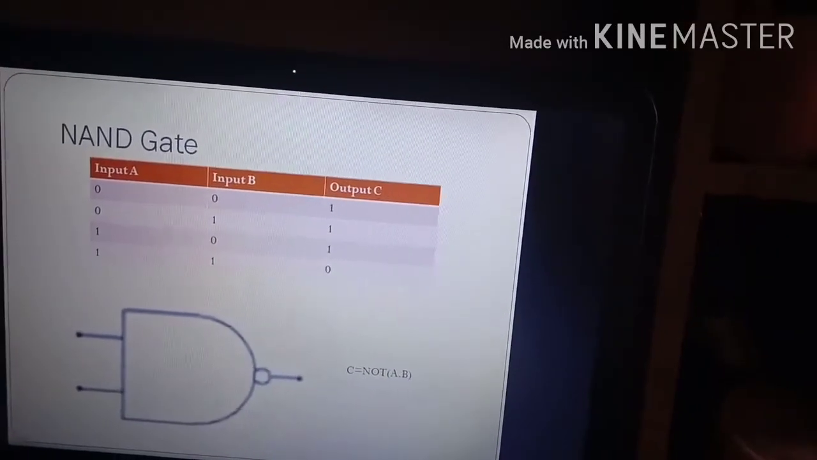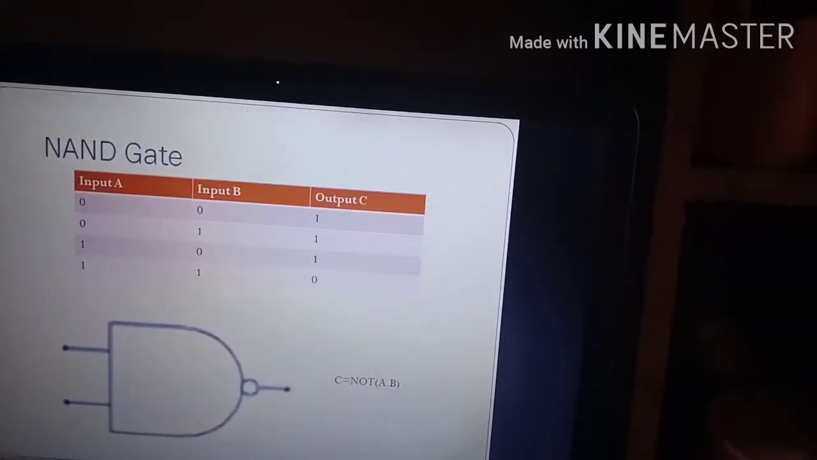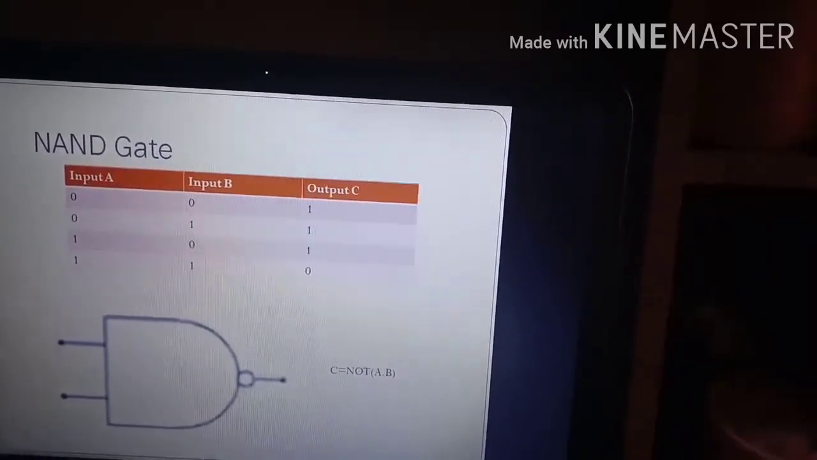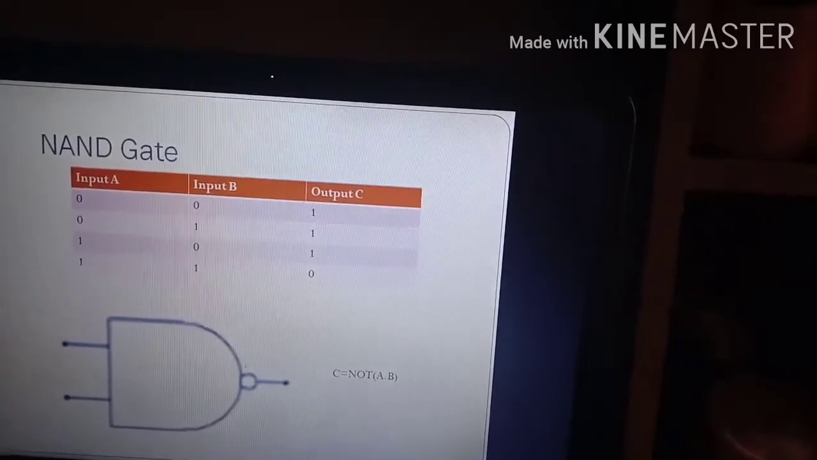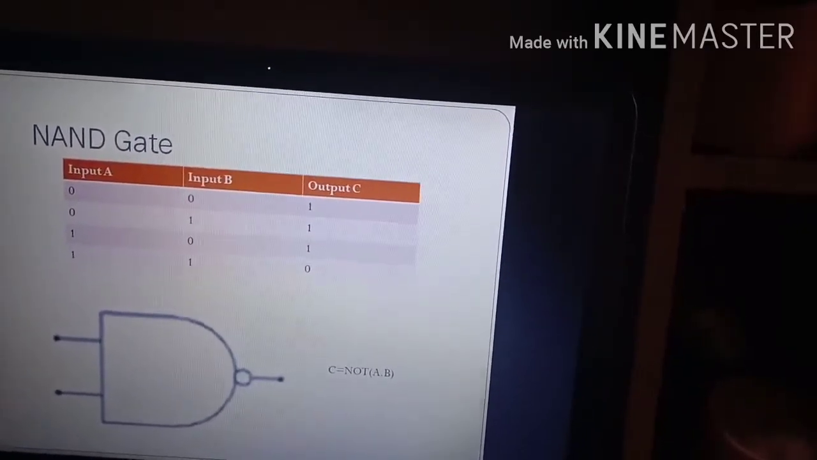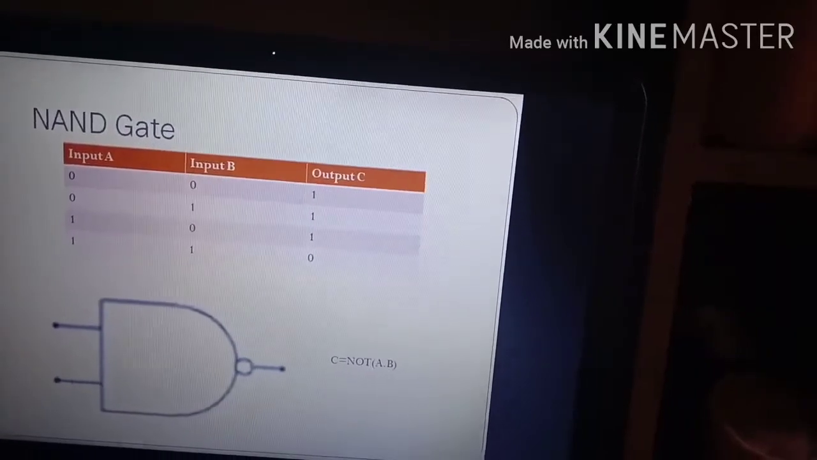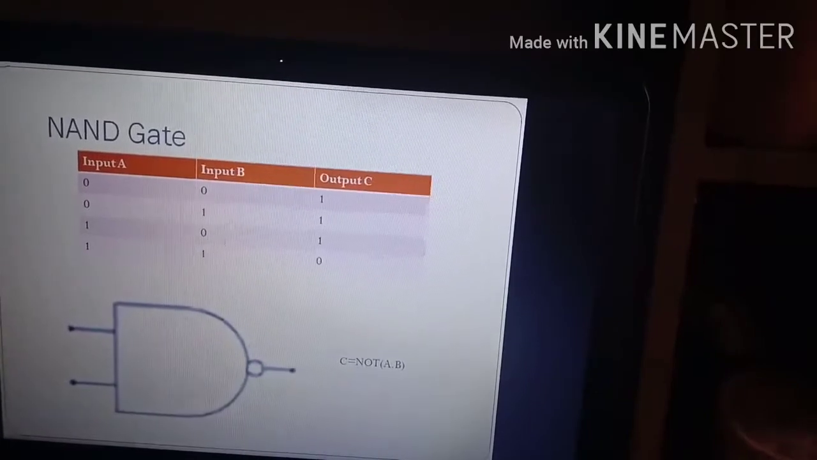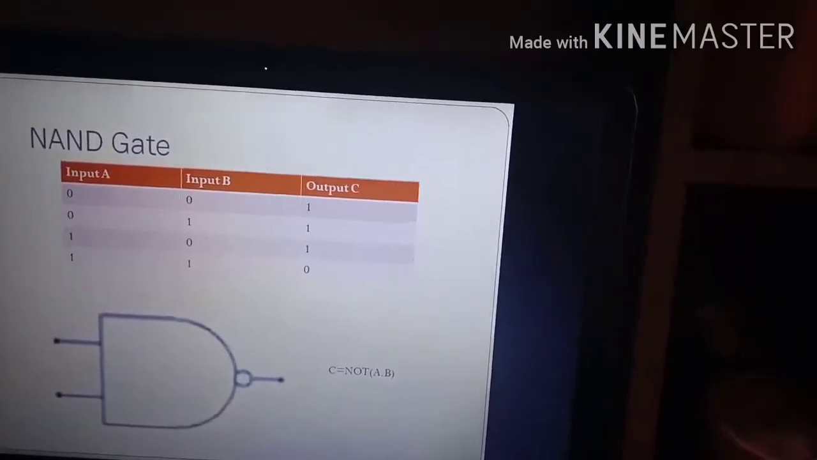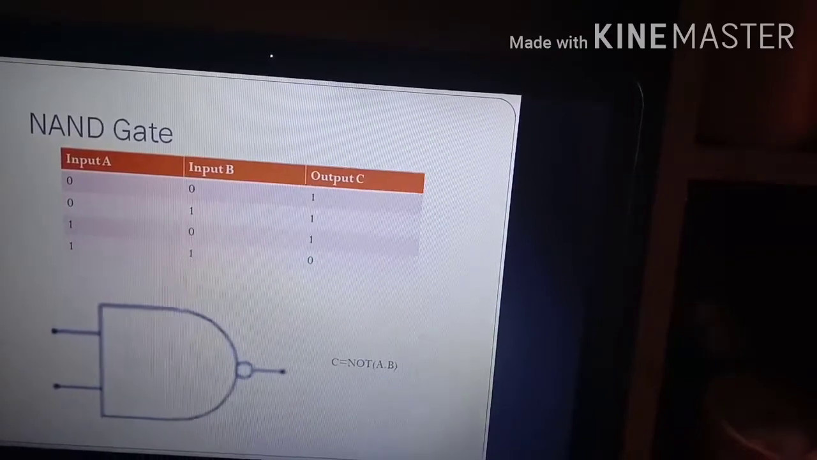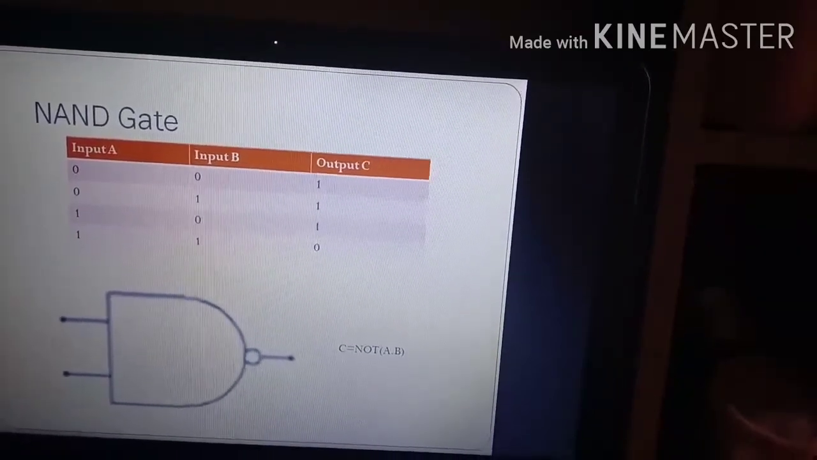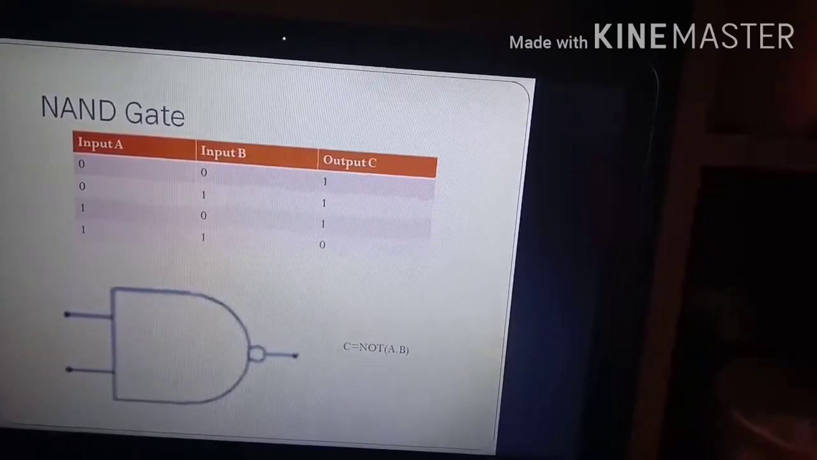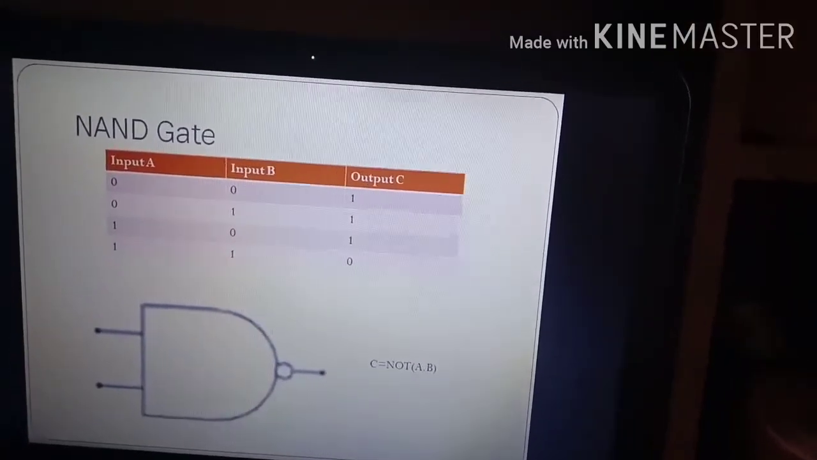Now, NAND gate, the universal gate: NOT plus AND gate equals NAND gate. You can see this is the symbolic representation of NAND gate. This is the same as AND gate with a NOT symbol. The Boolean expression of NAND gate is C equals (A dot B) bar. And you can see that NAND gate produces a low output when the two inputs of NAND gate are high. This is the opposite case of AND gate.